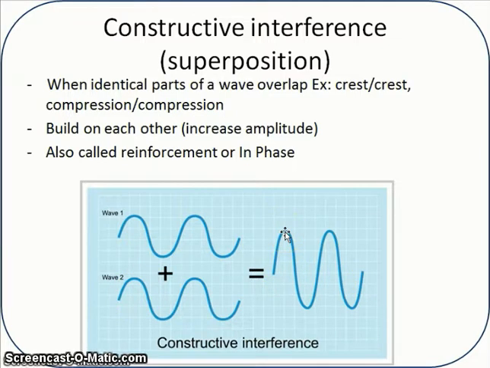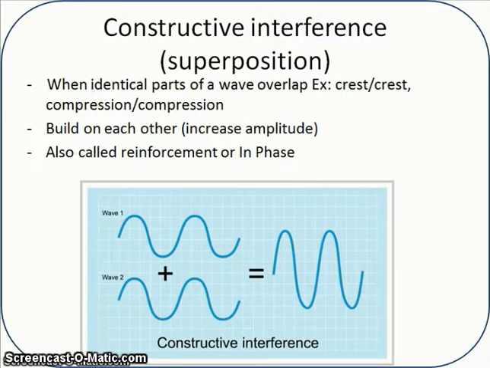So that's constructive interference. It only happens when the waves have crests and crests lined up, or trough and trough lined up. Okay, so amplitudes get added together, and we call that constructive interference, also reinforcement or in phase.